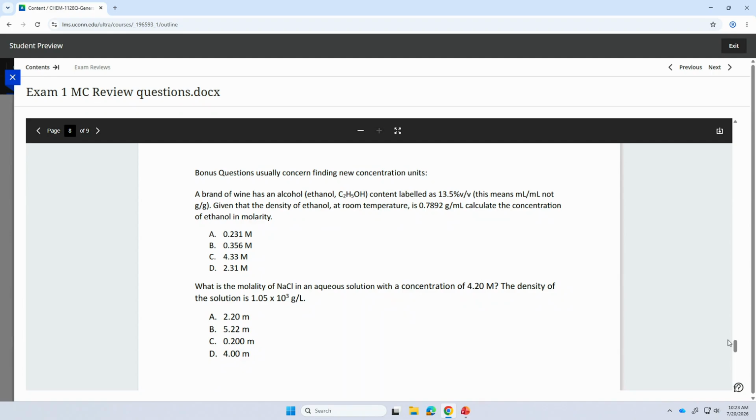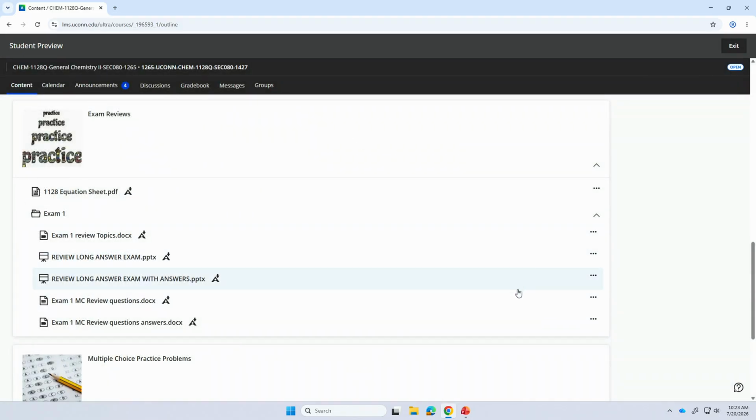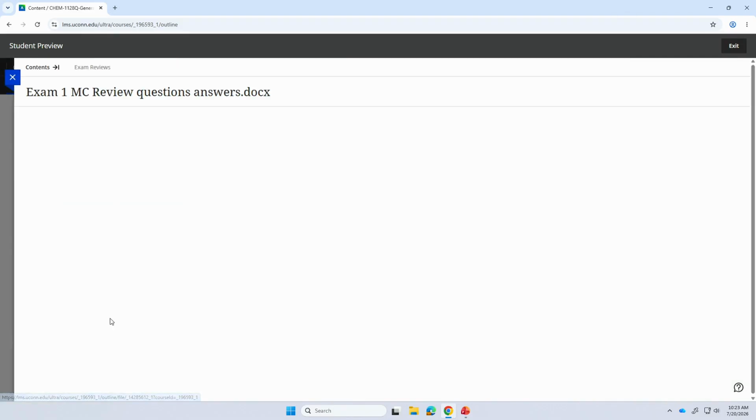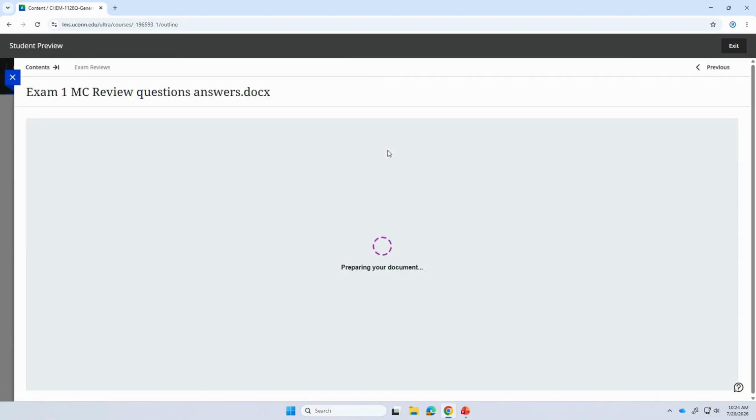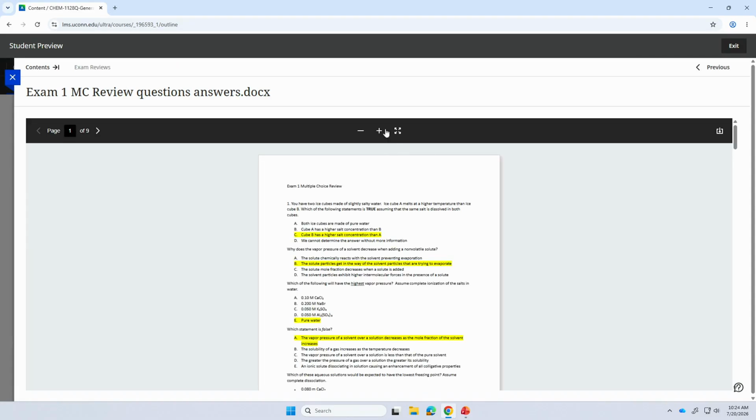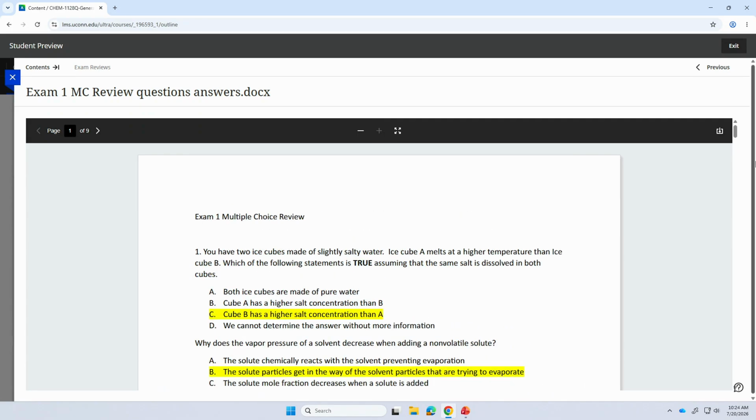So I have a brand of wine that is ethanol, labeled 13.5% volume to volume. That means milliliters to milliliters. Given that the density of ethanol at room temperature is that, what is the molarity? The second one gives you a molality and wants you to find a molarity if you are given a molality. So for this, you have to figure out exactly what it is that you need to do to convert.